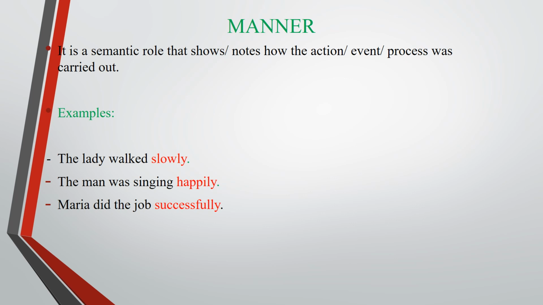Manner is another semantic role that shows how the action or the event or process was carried out or is carried out. For example, the lady walked slowly. It shows how the lady walked. The man was singing. It also shows the manner in which the man was singing. And Maria did the job successfully. It shows how the job was done.